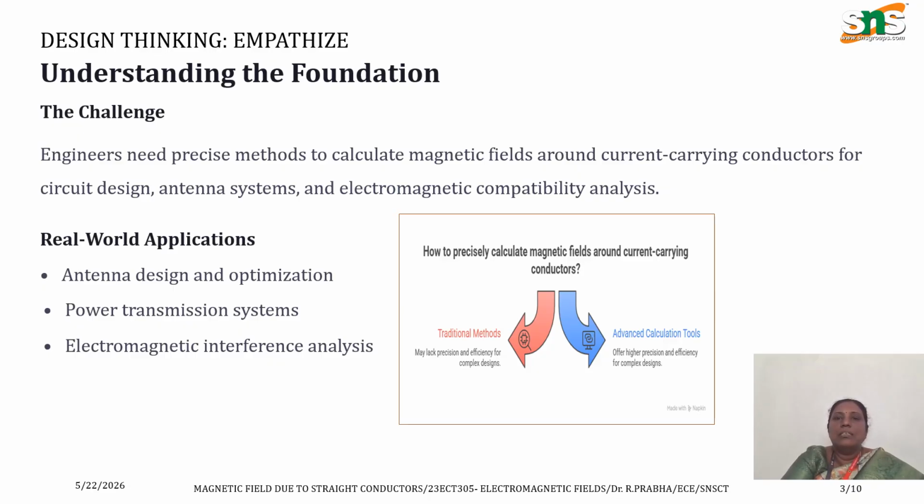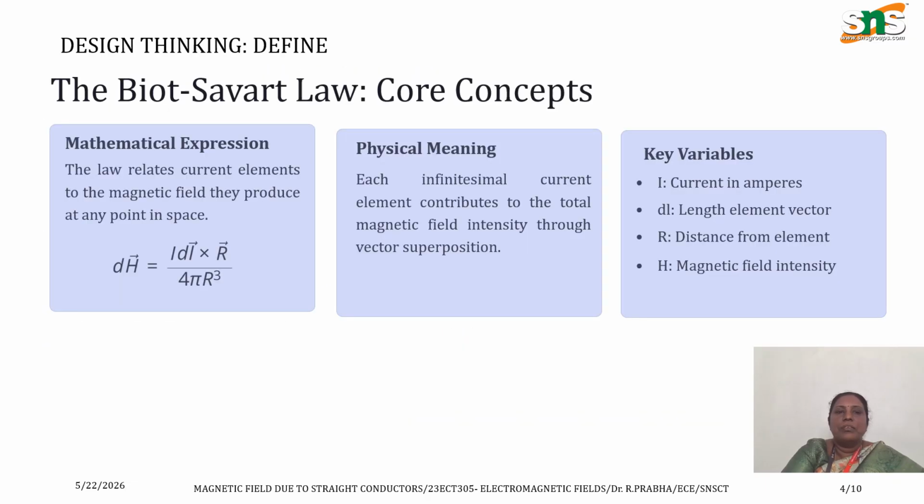conductor. Here the challenge is that engineers need precise methods to calculate the magnetic fields around any current carrying conductors for circuit design, antenna systems and also electromagnetic compatibility analysis. The real world applications for these magnetic field calculations are antenna design and optimization, power transmission systems and also electromagnetic interference analysis. Now the define stage of design thinking gives the Biot-Savart's law core concepts.